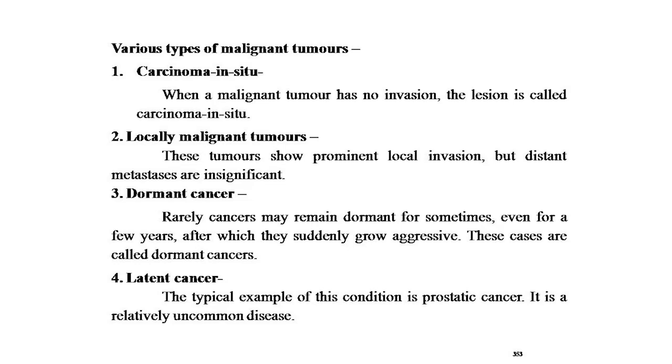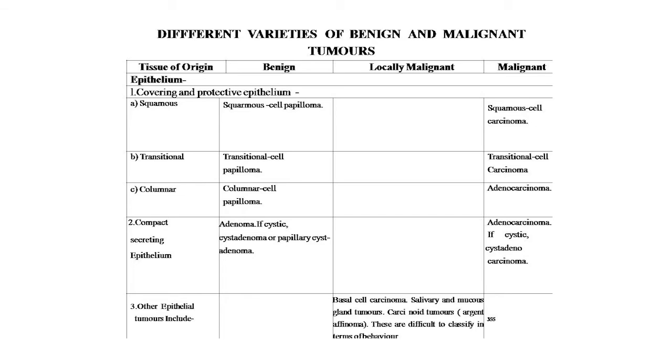Now, the different varieties of benign and malignant tumors, by tissue of origin. First, epithelium, covering and protective epithelium. In squamous cells, benign squamous cell papilloma develops and malignant squamous cell carcinoma. In transitional epithelium cells, benign transitional cell papilloma and transitional cell carcinoma in the malignancy. In columnar cells, columnar cell papilloma and adenocarcinoma in the malignant.